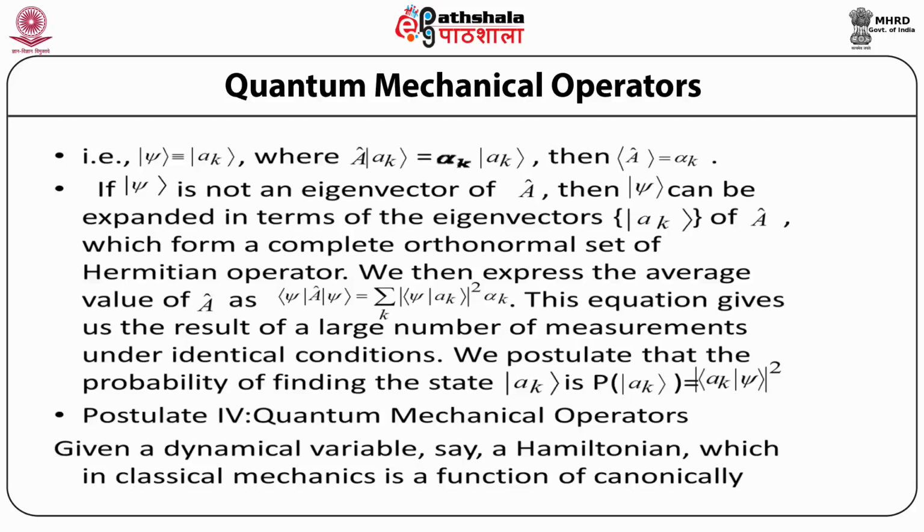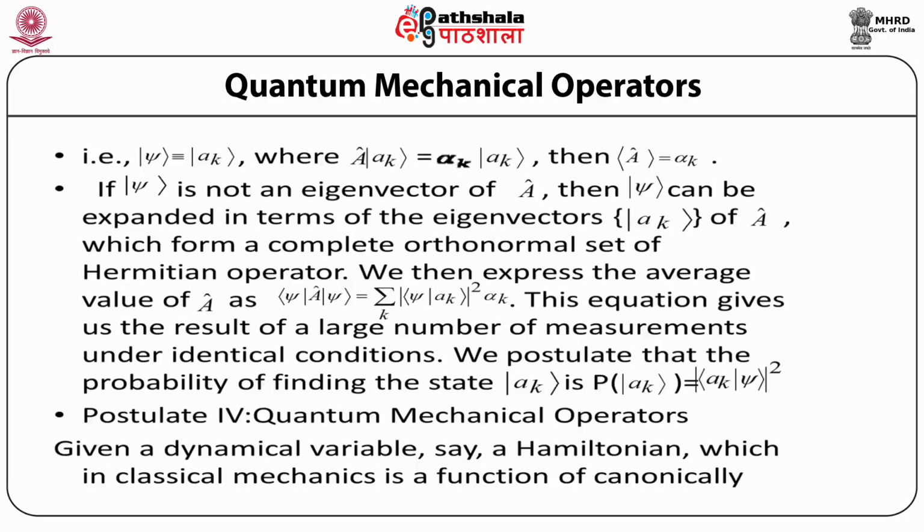We then express the average value of operator A, that is the expectation value of operator A, as bra vector psi operator A ket vector psi, which is equal to summation over k of the square of the modulus of bra vector ak ket vector psi, into the eigenvalue alpha k. This equation gives us the result of a large number of measurements under identical conditions.